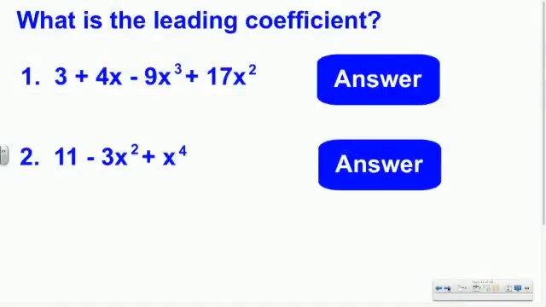All right? All right, it's your turn. Go ahead and press pause, take a minute, and work your way through these problems. Remember how we did it. First, you need to make sure that polynomial is written in standard form. Then you can go ahead and pick out the leading coefficient. Right, when you're ready to compare answers with me, go ahead and press play.